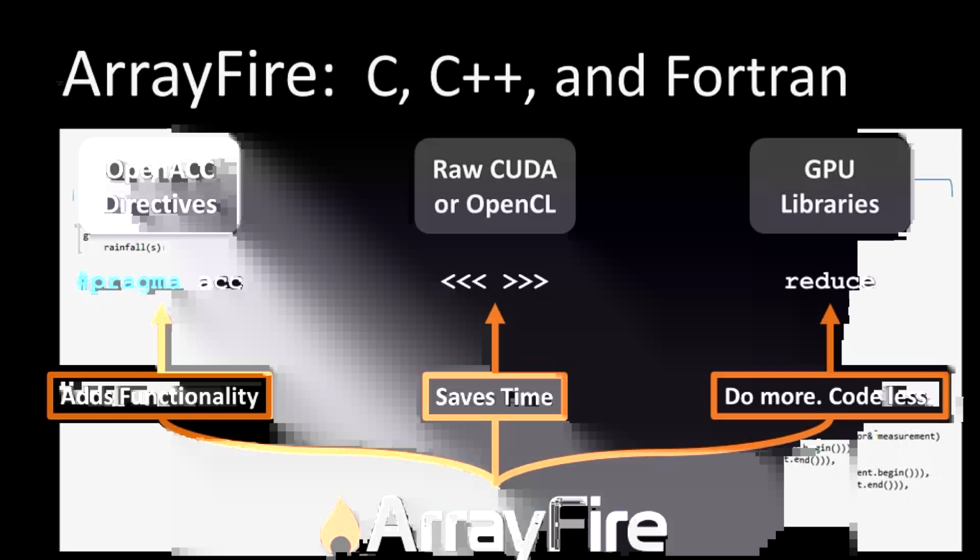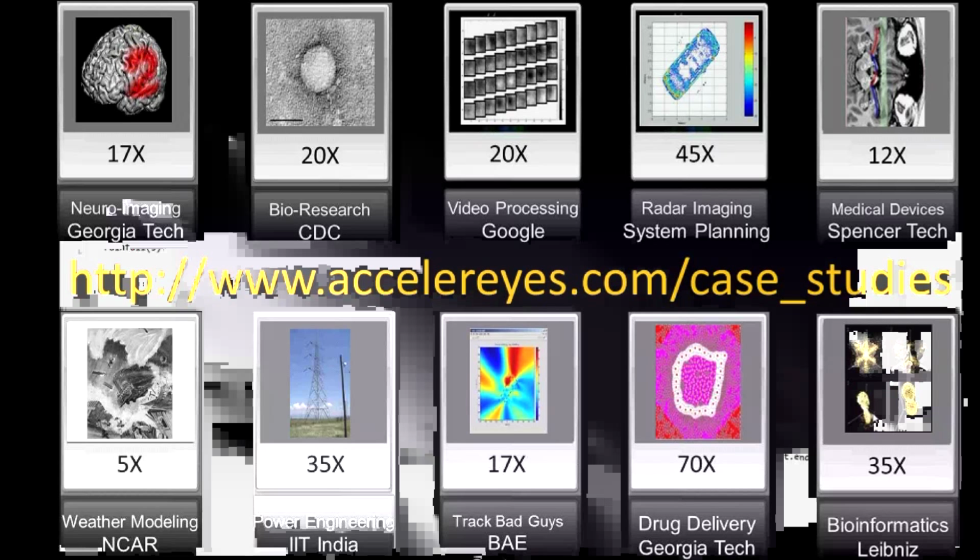So how ArrayFire fits into all those categories is that it's a way of adding functionality. It saves time compared to writing CUDA kernels, and it allows you to do more with your code and write less of it. There's several dozens of case studies on our website where you can see where real customers have used it in production and research, achieving double-digit speedups in many cases, and in some cases 100x speedups.